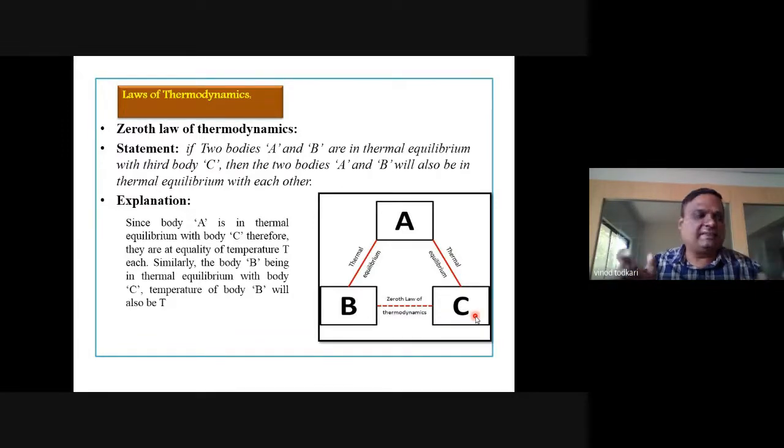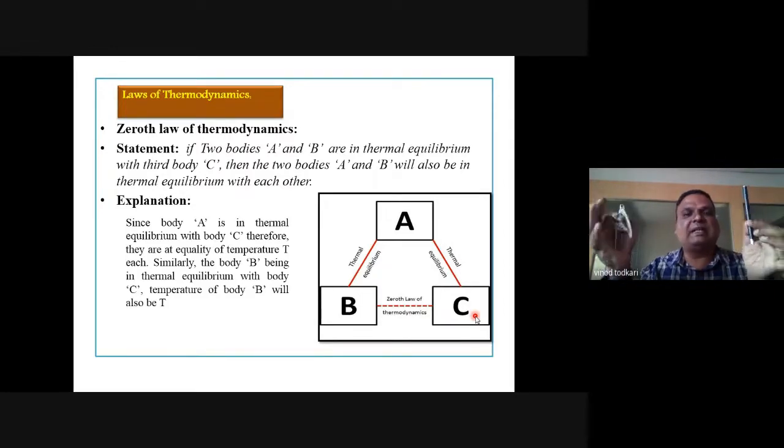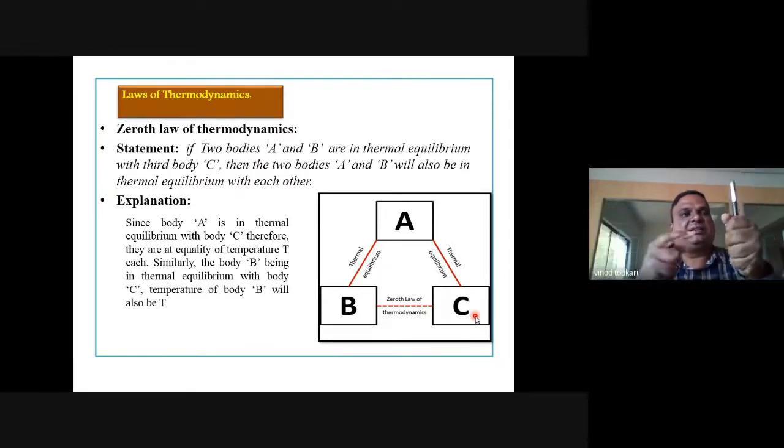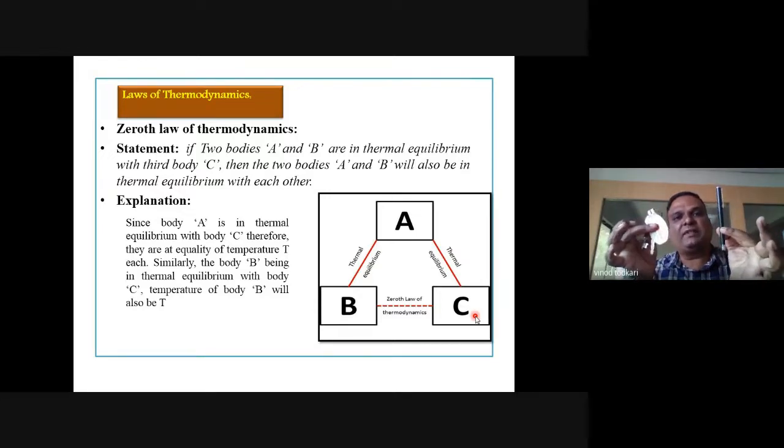If two bodies, let's say these are two bodies. This is body A and this is body B, right? Now A is in thermal equilibrium with C. Let's say my third body is body C. If I am taking these two bodies together, let's say A is in equilibrium with C, B is also in equilibrium with C. So I can say that A and B, these two bodies, are in thermal equilibrium with each other.